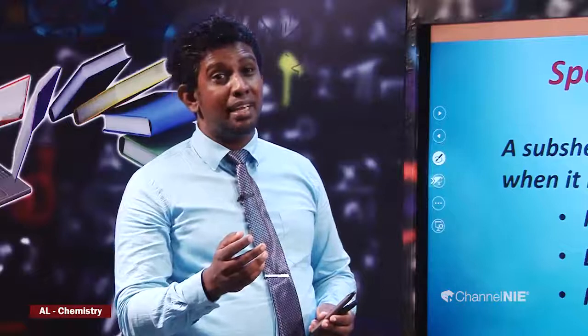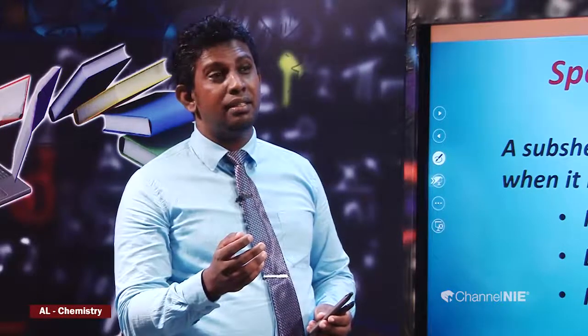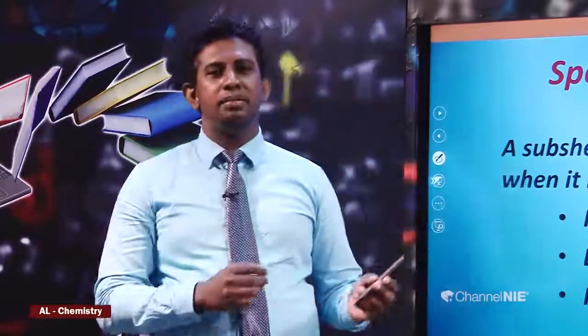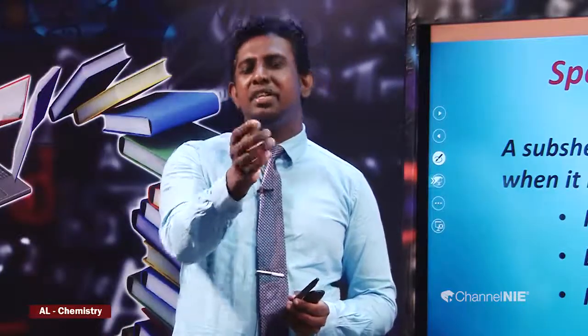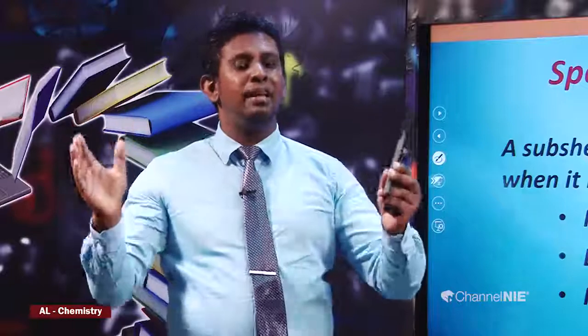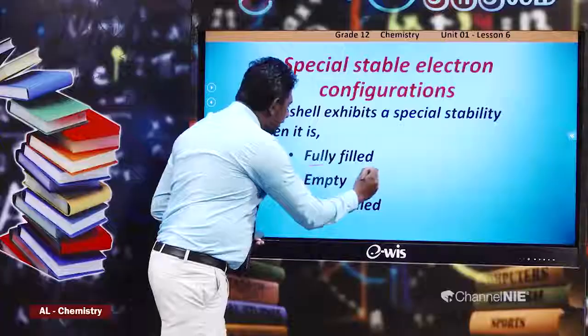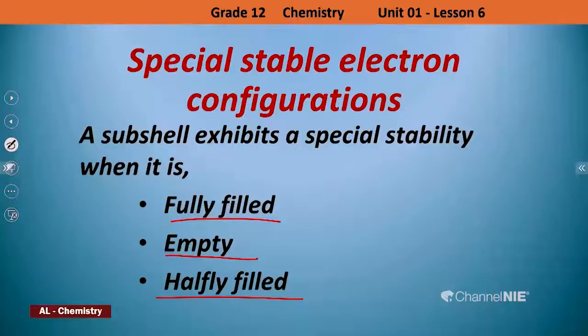Students, there are some electronic configurations regarding a subshell that could be called more stable than others, extra stable. What are the extra stable electronic configurations? They are when the subshell is filled fully, empty, or half filled. So fully filled, empty, and half filled subshells are stable electronic configurations when you consider a subshell.